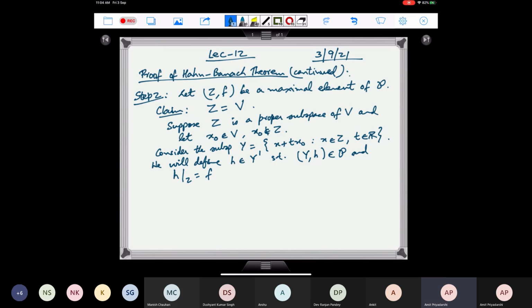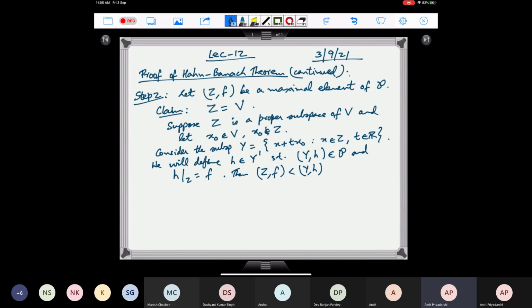If we can do this, then this (Z, f) will be less than (Y, h), because this partial ordering was defined such that (Z, f) is less than or equal to (Y, h) if Z is a subset of Y and h is a linear extension of f. So we get this, and because Z is properly contained inside Y, (Z, f) will not be equal to (Y, h). So this is strictly less than this.